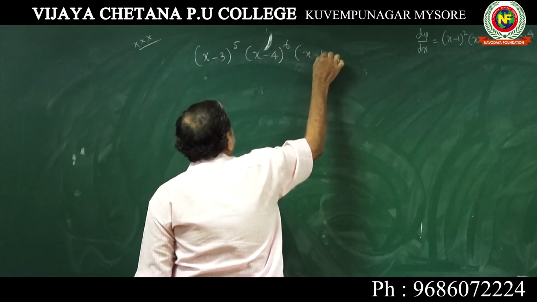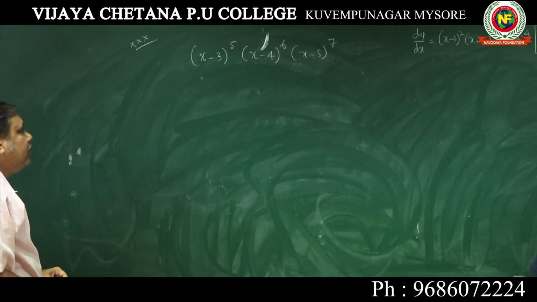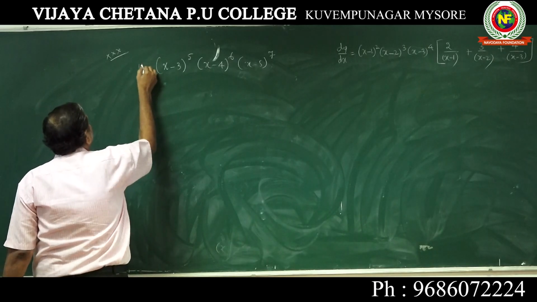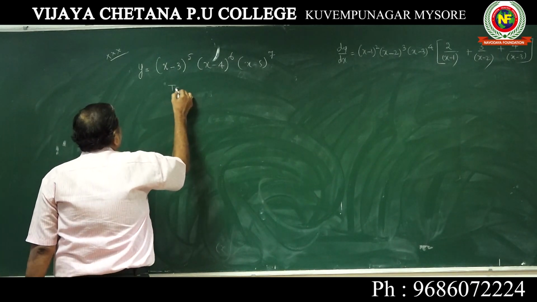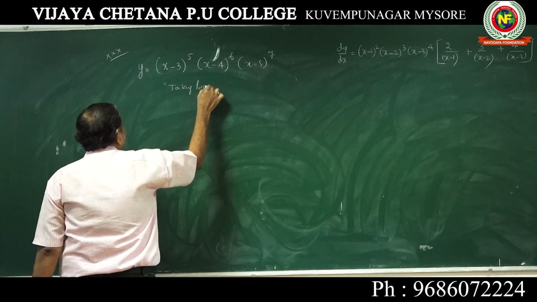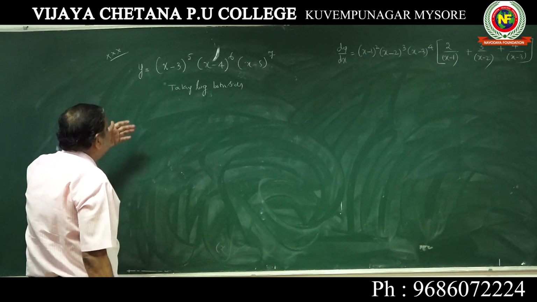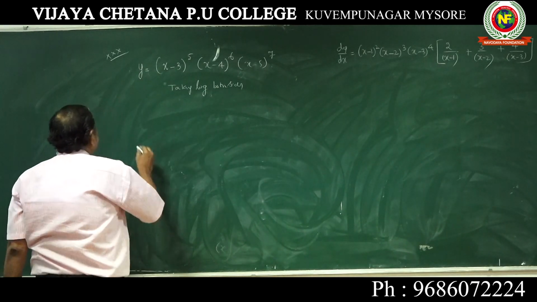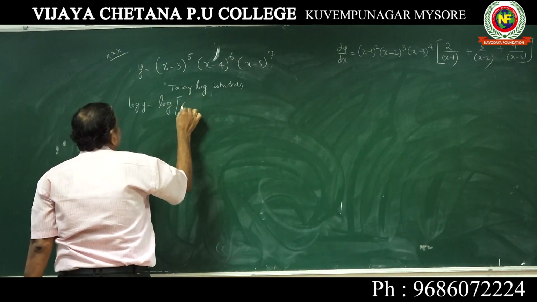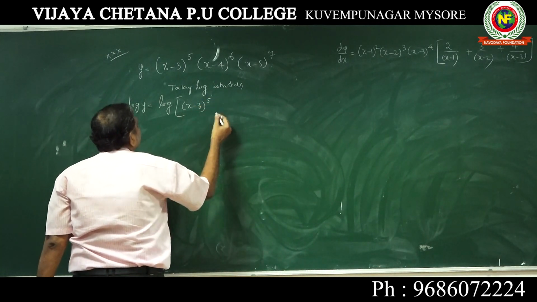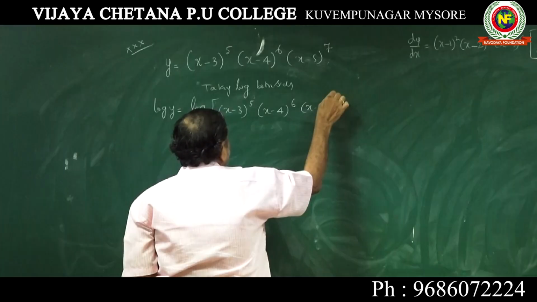One more differentiation: (x minus 3) to the power of 5, (x minus 4) to the power of 6 and (x minus 5) to the power of 7. This is your y. Now take logarithms on both sides. It is logarithmic differentiation, you must understand, because more than two terms are there. Taking log on both sides, log y is equal to log of (x minus 3) to the power of 5, (x minus 4) to the power of 6, (x minus 5) to the power of 7.